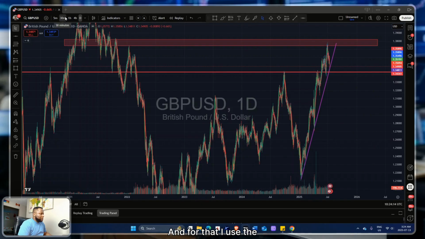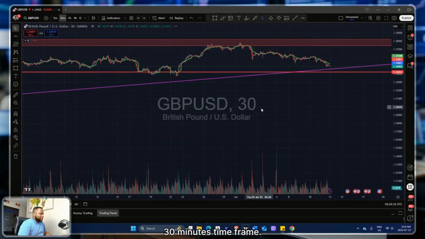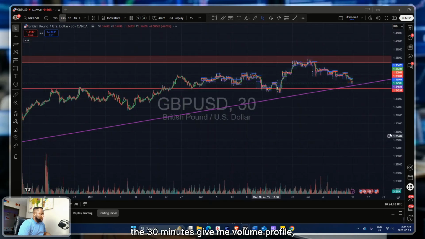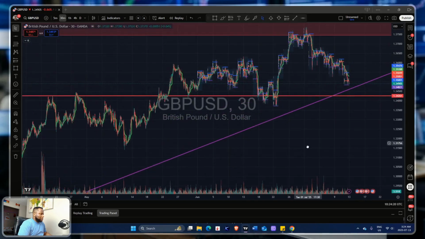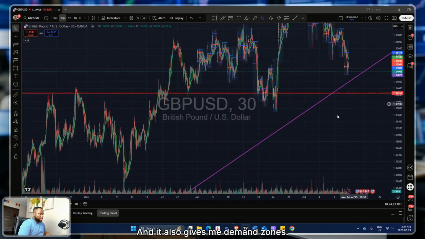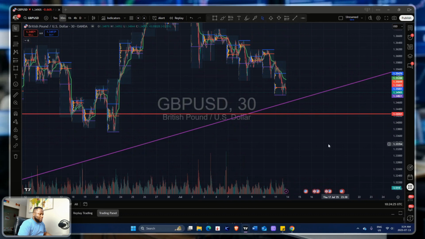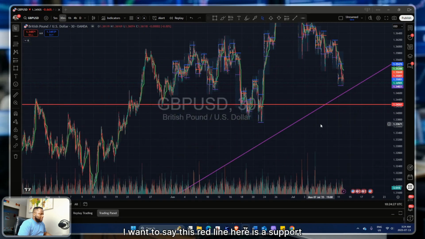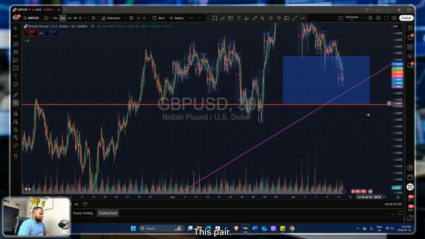For that, I use the 30 minutes time frame. The 30 minutes gives me volume profile, support and resistance zones, and it also gives me demand zones. And for the daily, I want to say this red line here is a support zone. Right now price is about 135-ish hundreds. Let's see where price is right now on this pair.